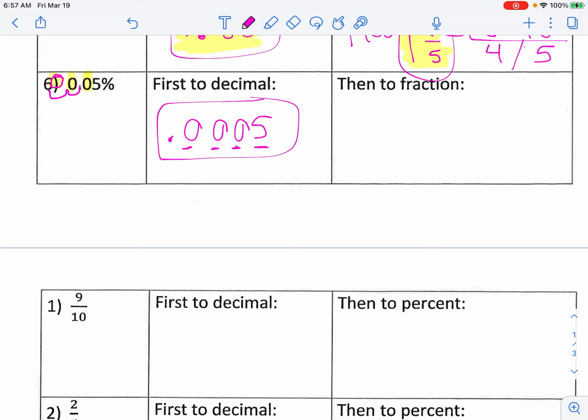You're going to write the fraction exactly like you read the decimal. 5/10,000ths. Then we're going to reduce it.